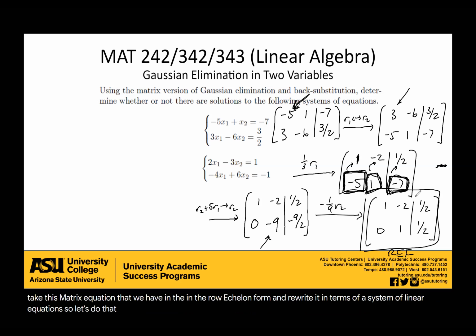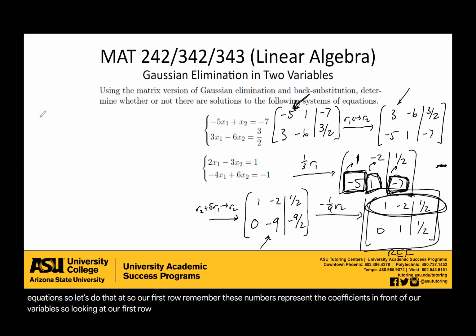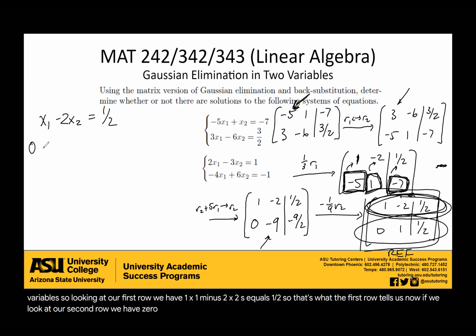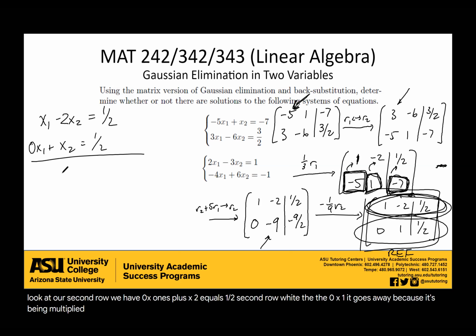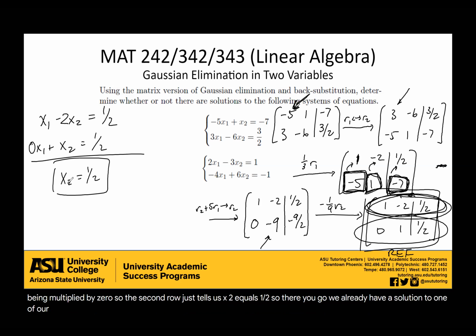So let's do that. So our first row, remember, these numbers represent the coefficients in front of our variables. So looking at our first row, we have 1x1 minus 2x2s equals 1/2. So that's what the first row tells us. Now if we look at our second row, we have 0x1s plus x2 equals 1/2. So in reality, the second row, the 0x1 goes away because it's being multiplied by 0. So the second row just tells us x2 equals 1/2. So there we go. We already have a solution to one of our equations. That's cool.